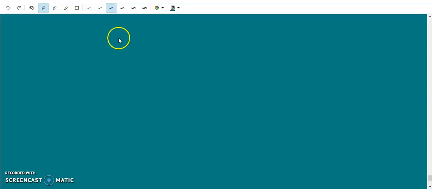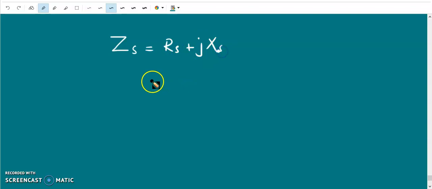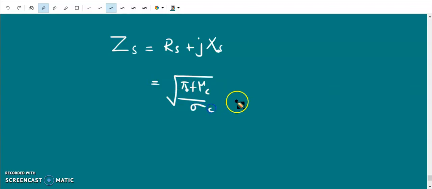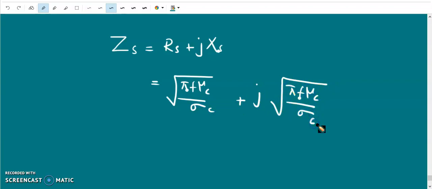And we have also seen that the surface impedance has got a real part as well as an imaginary part. So the real part is equal to root of pi f mu c by sigma c, and the imaginary part is also equal to root of pi f mu c by sigma c. So the positive reactance is numerically equal to the resistance.